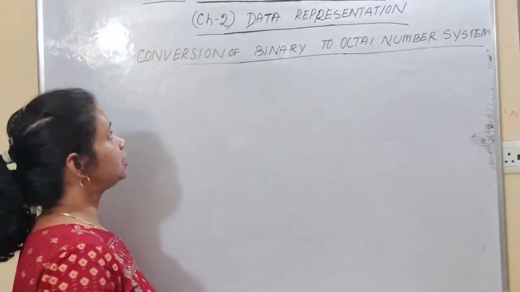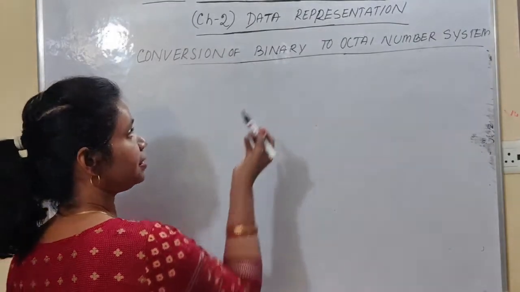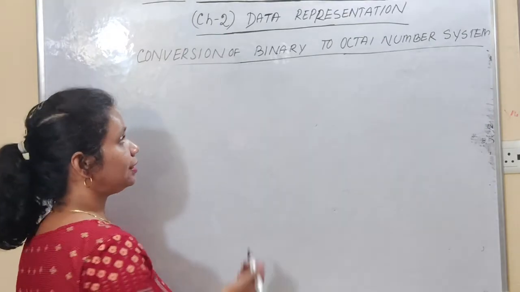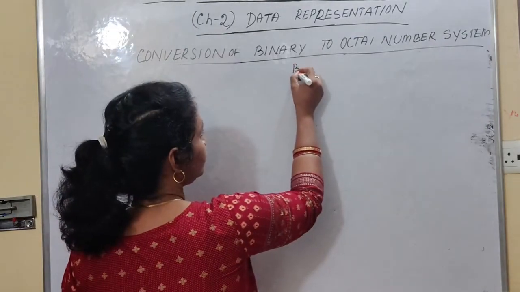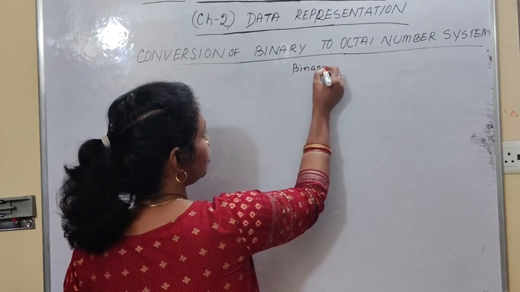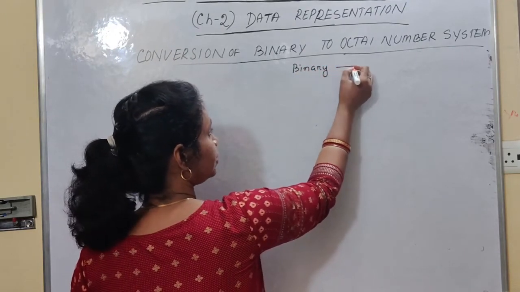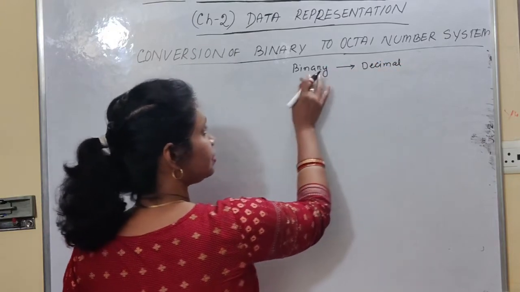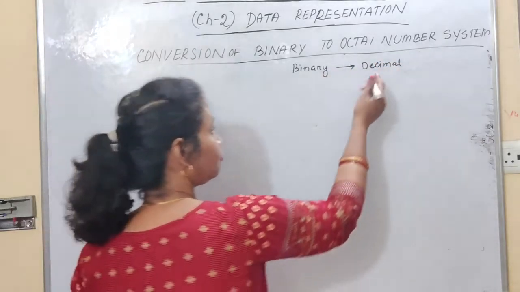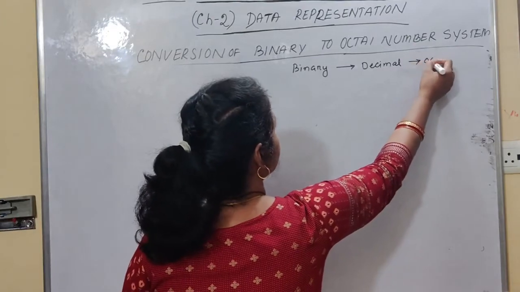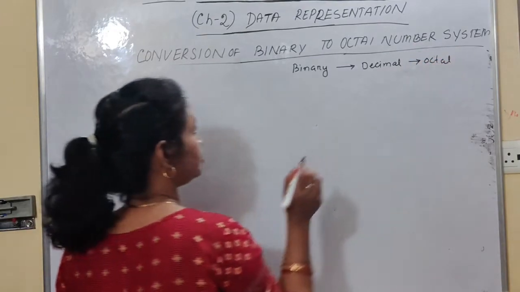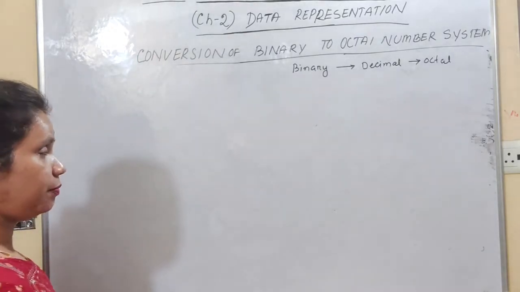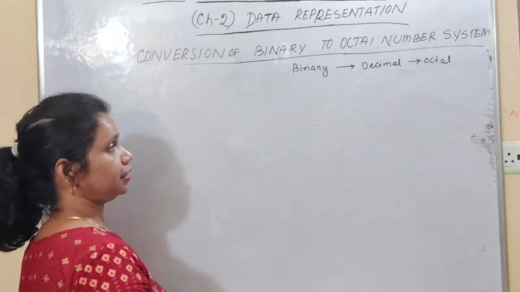Now students, we will discuss the conversion of the binary number system to the octal number system. Already you know that if you have a binary number, you know how to convert it into its equivalent decimal. After getting the decimal representation, you can convert this decimal number into its octal representation. This is one way, and this way you can solve the problem. But there is another way.